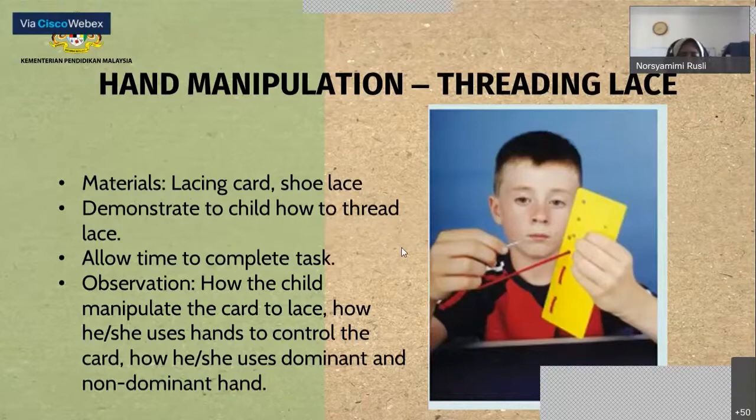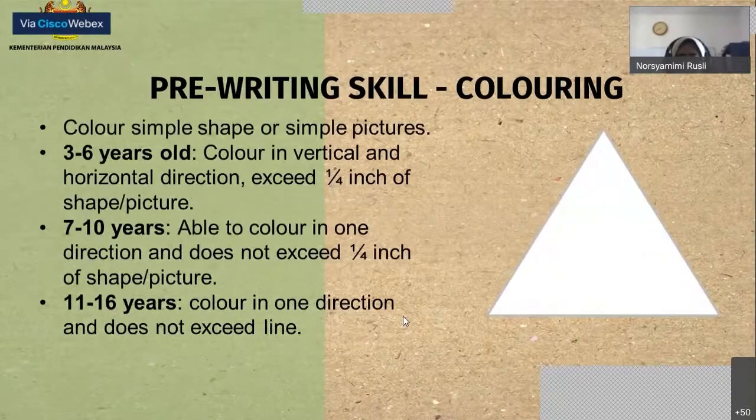Next is pre-writing skills, which is through coloring activities. You can ask the child to color simple shapes or simple pictures. Usually what I do is I ask the child to color the shape of a triangle. So for 3 to 6 years old, it is expected that the child can color in vertical and horizontal direction, and will exceed the line, but not more than half an inch of the shape or picture.